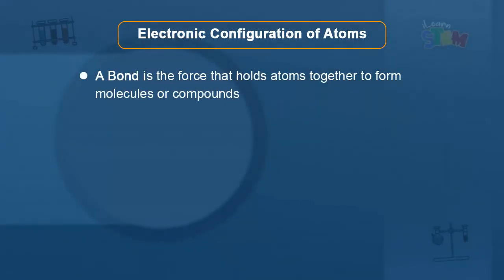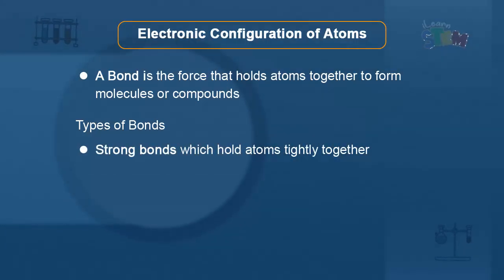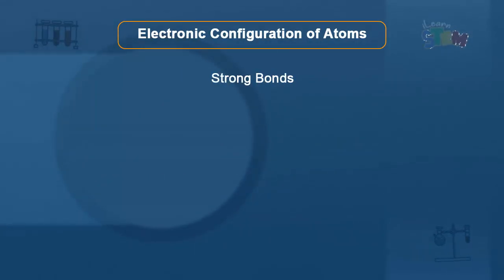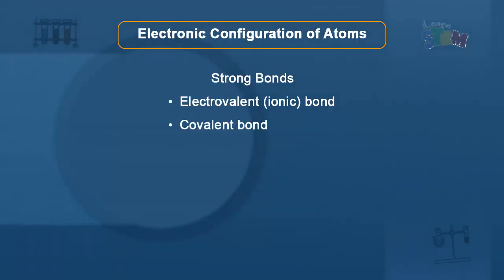A bond is the force that joins atoms together to form a substance. There are two main types of bonds: strong bonds, which hold atoms tightly together, and weak bonds, which are easy to break. Under strong bonds, we have electrovalent bond, covalent bond, and metallic bond.